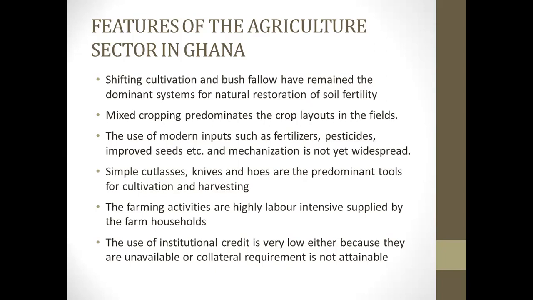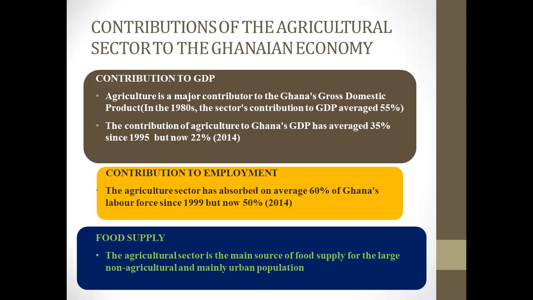And then there is limited use of institutional credit loans, either because the credit is unavailable or because the collateral requirement is not attainable. We know that most of the farming companies we have here are actually small scale. So some of them may not be able to provide collateral to get loans from banks. We cannot meet up with what the bank requires. Also, some banks may not be willing to give loans for those fields. You get it? So that is it.